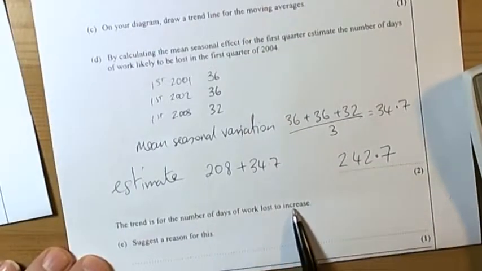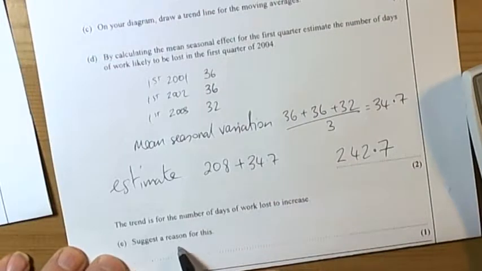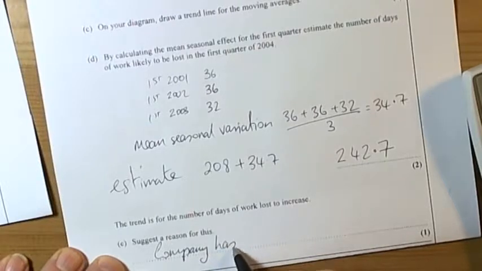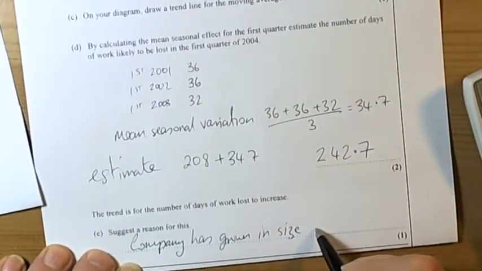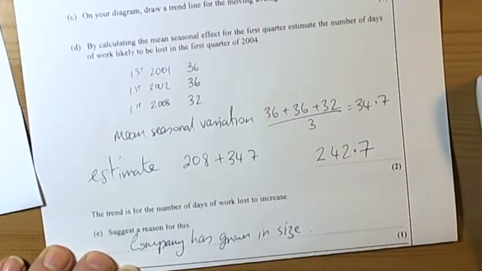Well, a reasonable reason would be something like the company has grown in size, because the proportion of the company being ill could remain constant, but the number of days lost could increase because you've got more employees. So that might be a reason for why.